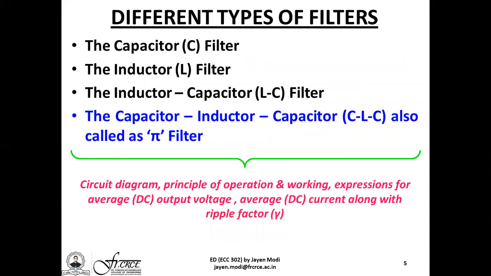Starting off, the syllabus, as you all know, contains 4 different filter circuits, and we have covered the previous 3 of them. That is the capacitor filter, the inductor filter, and the inductor capacitor or the LC filter. For each individual filter circuit, we'll be covering the circuit diagram, the principle of operation, its working, expressions for the average or the DC output voltage, expressions for the average or the DC output current, along with its ripple factor gamma.